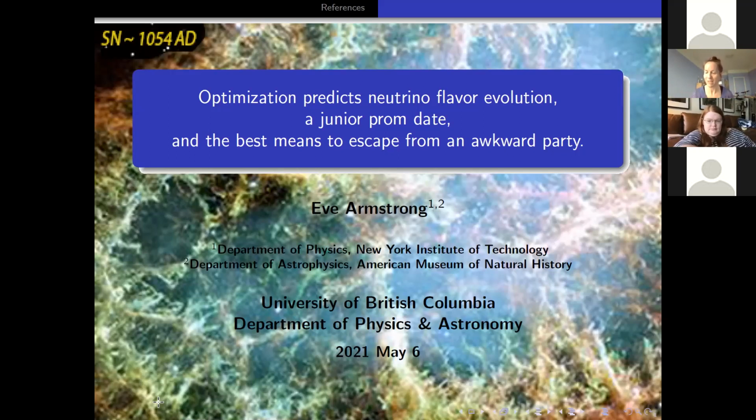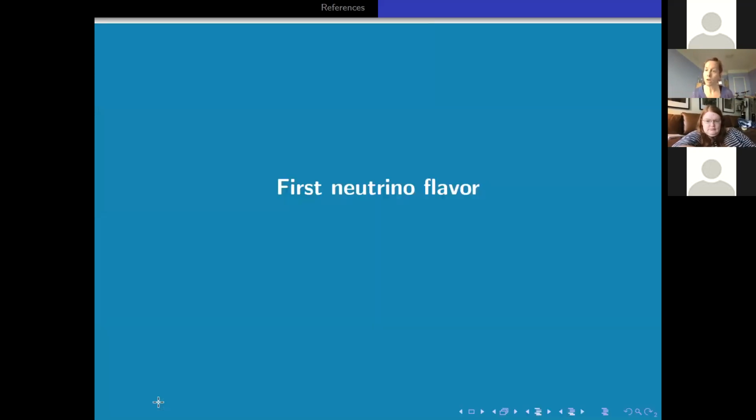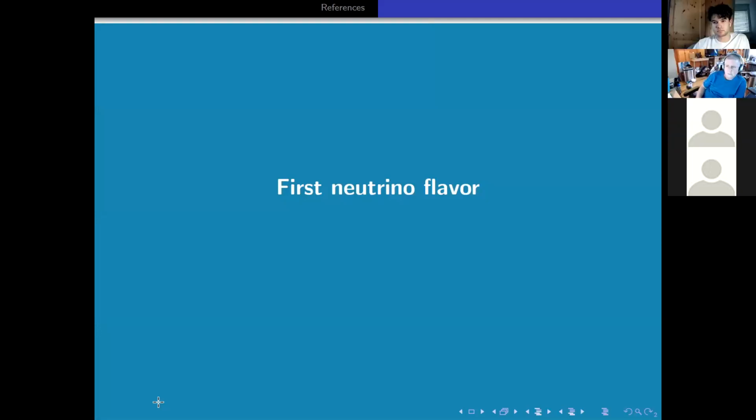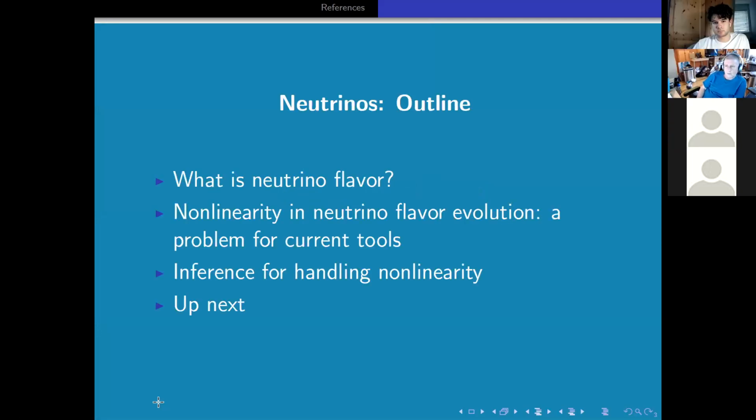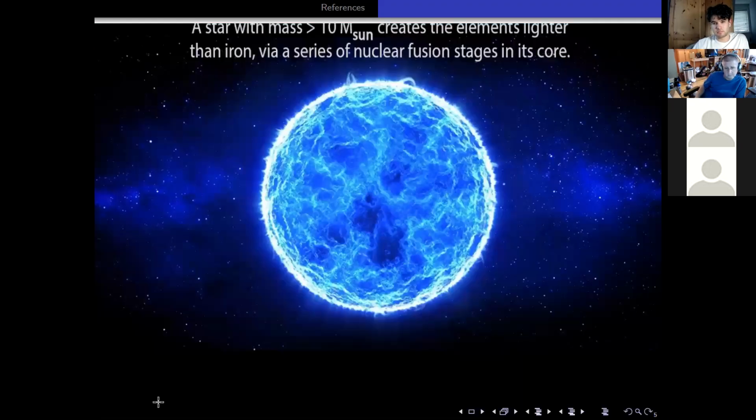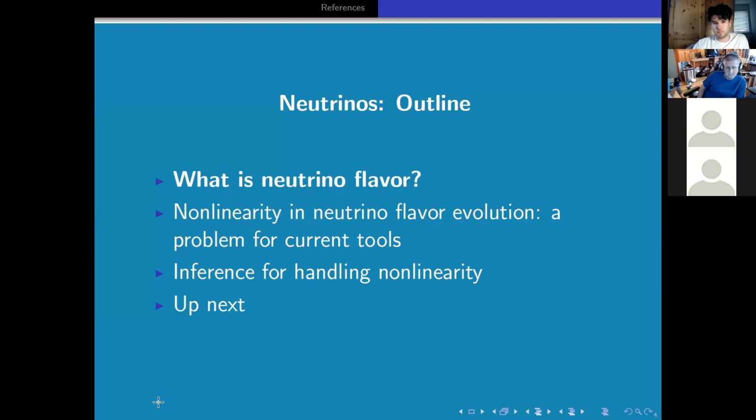It's true. So I'm first going to start off applying an optimization procedure to understand how neutrino flavor evolution occurs in these supernova events. And I understand, again, this is a broad audience, so I won't assume everybody knows what neutrinos are or why you might care. So I'll start off by explaining what neutrino flavor is. Then some problems with understanding how neutrino flavor evolves in these events. How inference or optimization might help us with these problems, and what we're going to be working on next.